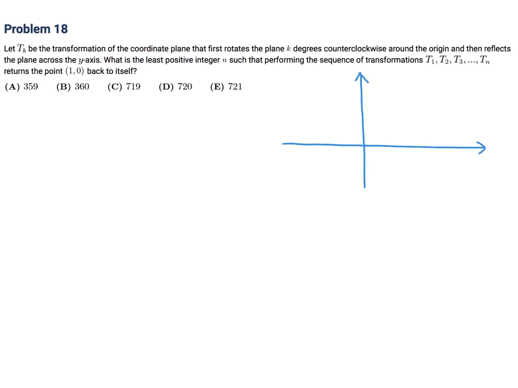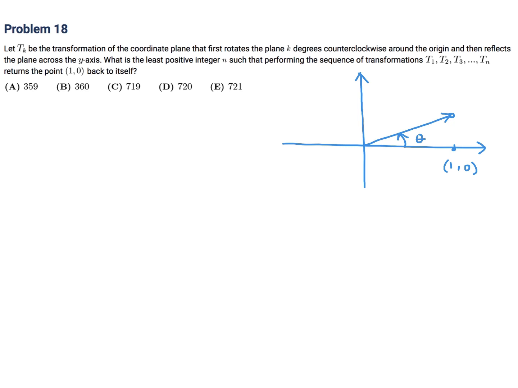So let's say we start at (1, 0). Let's just use that point, might as well. And we are going to transform this somewhere. I don't know where, so let's just put it there. And we just kind of moved it from here to here by a certain number of degrees, let's just say theta.